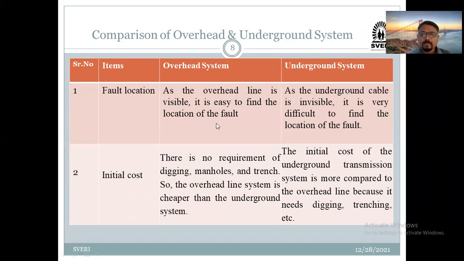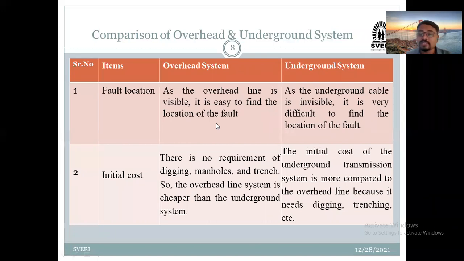Okay, so as far as the initial cost is concerned, the initial cost of the overhead system is less. Why? Because there is no cost requirement for the digging. ओके, म्हणजे जेवढा खर्च तुम्हाला ती पर्टिक्युलर ओव्हरहेड लाईन उभारण्यासाठी होतोय, त्याच्यापेक्षा जास्त खर्च कशासाठी होतोय? ते तुमचं ग्राउंड आहे ते तुम्हाला डिग करण्यासाठी. That's why whatever the cost of the overhead system, the initial cost is very, very less as compared to the underground system.